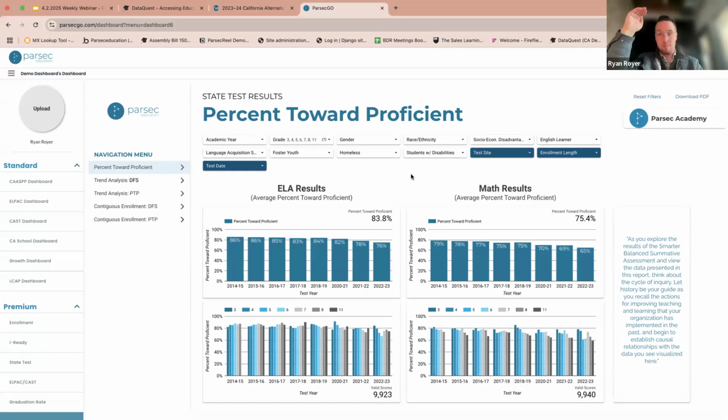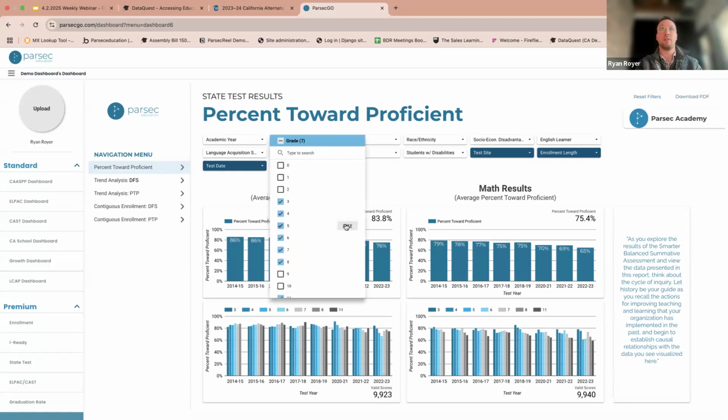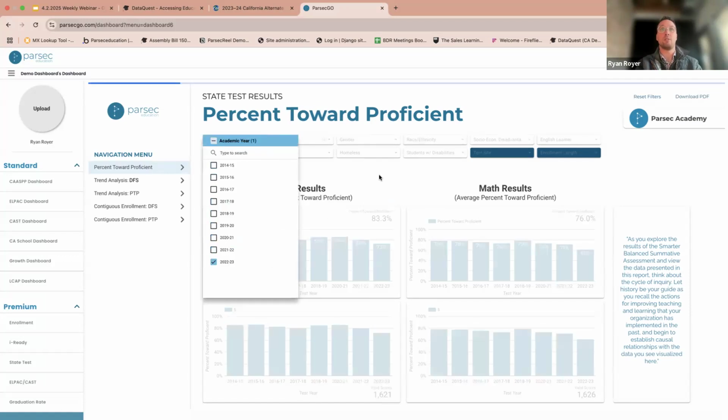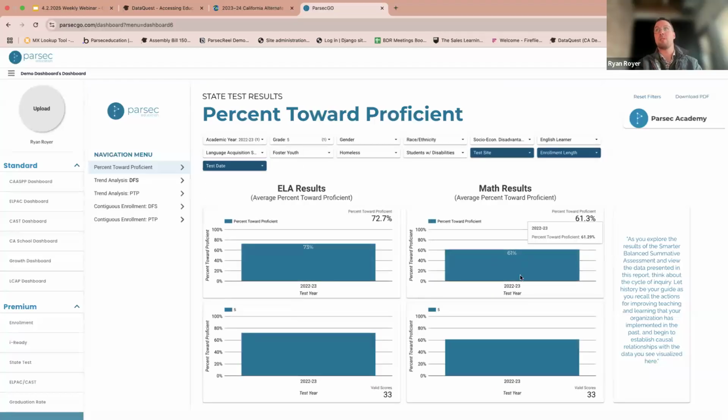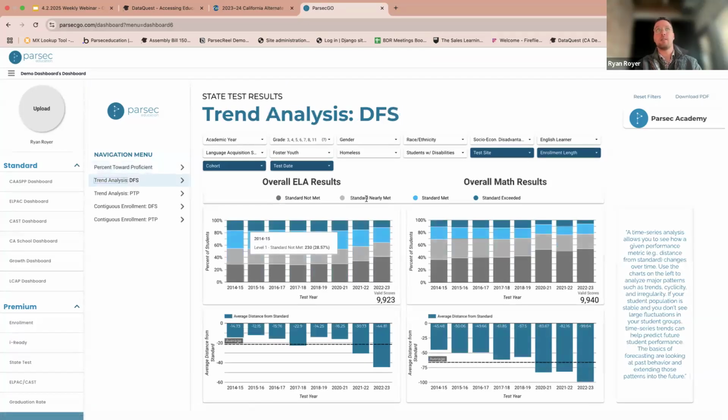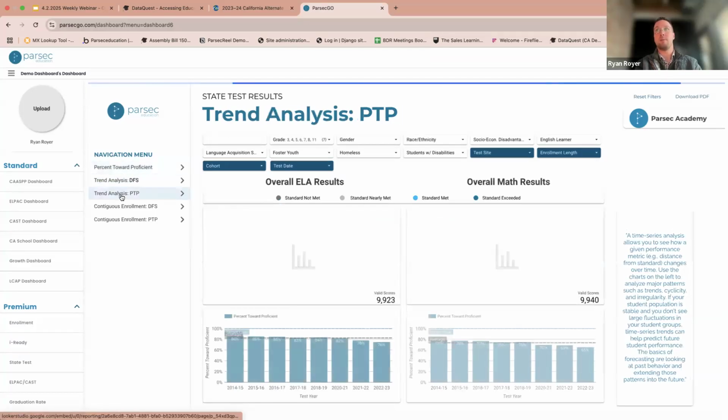Say here, 100% means they met their grade level proficiency, and this grade level is 65% of the way there, right? I can go to my 5th grade students, and I can just go to the year 22-23, and I can say we're 61% of the way there in 22-23, 73% of the way there. And then you can do your trend analysis, distance from standard or by PTP.